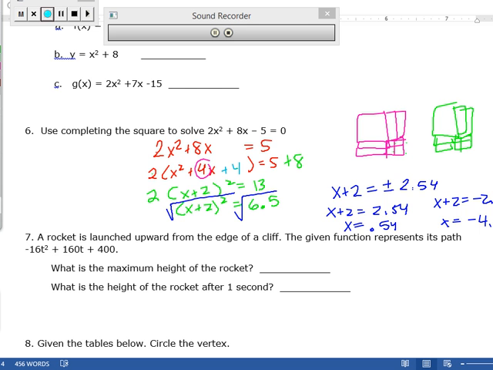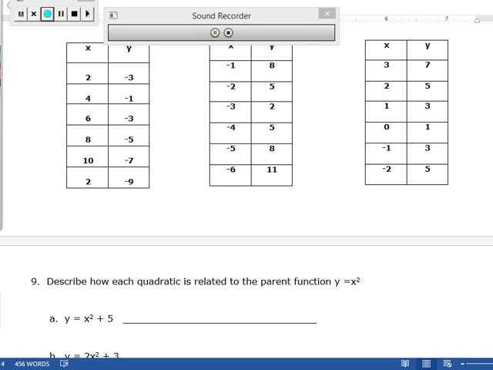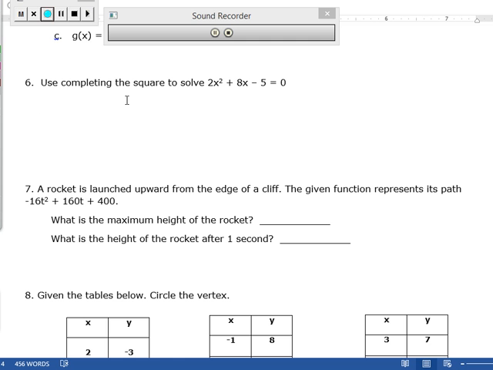Okay, we did number 7 in class, so I'm not going to spend a lot of time on it. You are finding the vertex using negative b over 2a. So negative b over 2a. When you put that in the calculator, you get 5. But that means 5 seconds, because that's our x value, or t in this case.